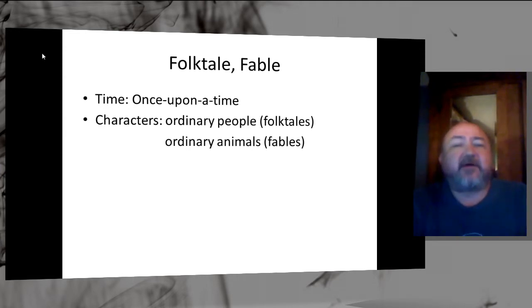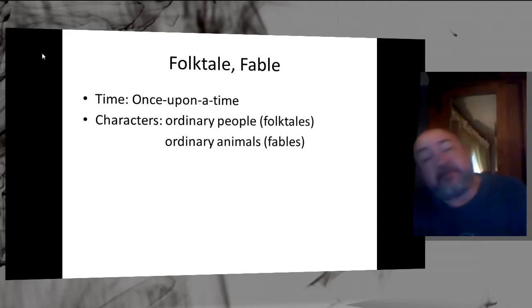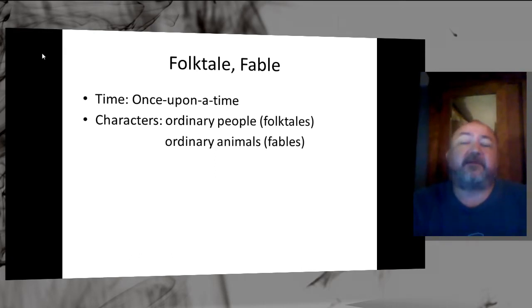Folk tales are where ordinary people, just schmucks like you and me, are the main characters. There may be animals in the story, but the main character is a human being. Fables technically refer to stories where the main character is an animal, usually an animal who can talk. There may be people involved in the story, but the main characters are animals. We're not going to get too worked up over it in this course, but if you're really interested in stuff, then you want to keep that straight.